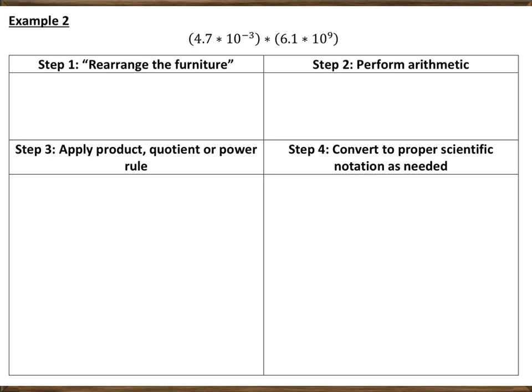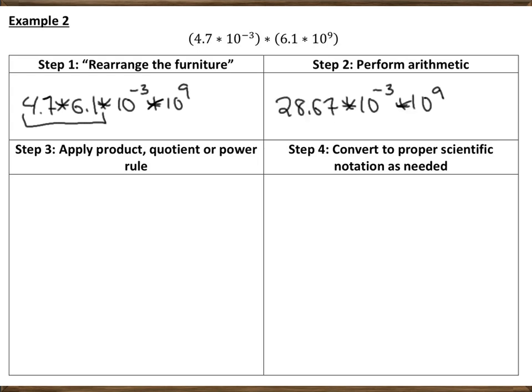All right, the next example is 4.7 times 10 to the negative third power times 6.1 times 10 to the ninth. Again, the first thing I'm going to do is move things around, and I can do that because of the commutative property of multiplication. So I'm going to put the two mantissas next to each other, and the two powers of 10 next to each other. Then I'm going to type 4.7 times 6.1 into my calculator to get an answer.